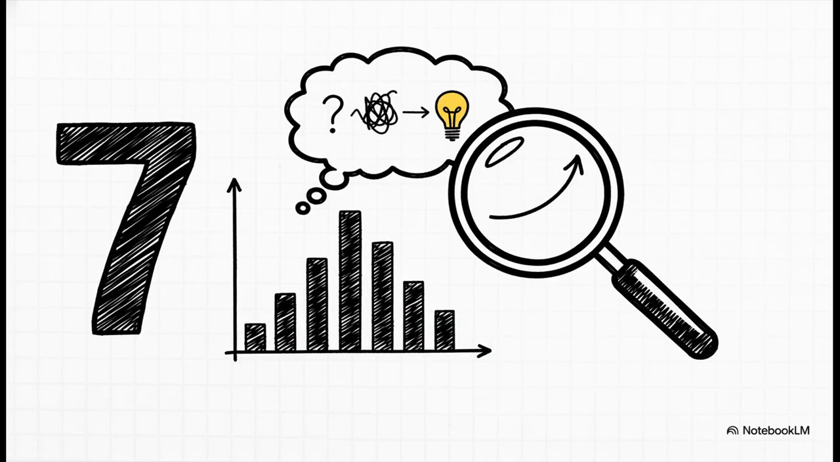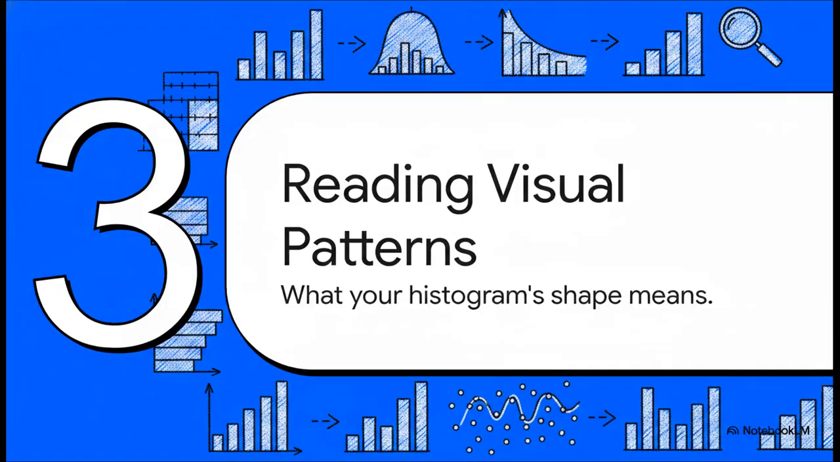And finally, we're at step 7. We've built the thing, but the real magic is in the analysis. The shape of the graph is the story. It reveals insights about your process that you would never, ever see just by looking at a raw list of numbers. So what kind of stories can these shapes tell us?